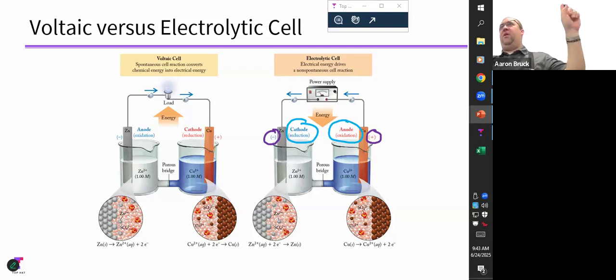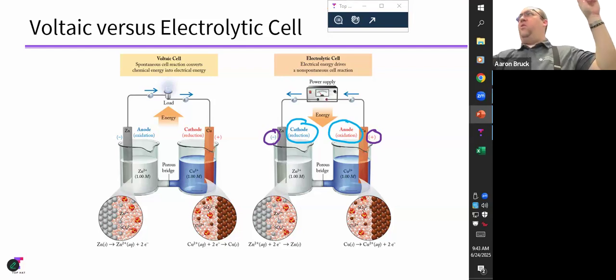But the thing to remember, the only thing that changes is the positive and negatives switch sides.